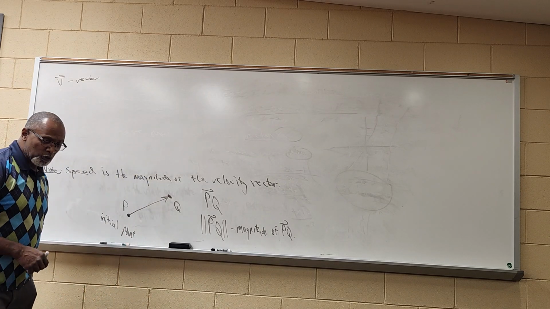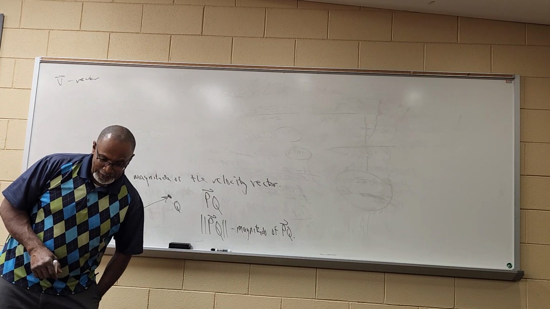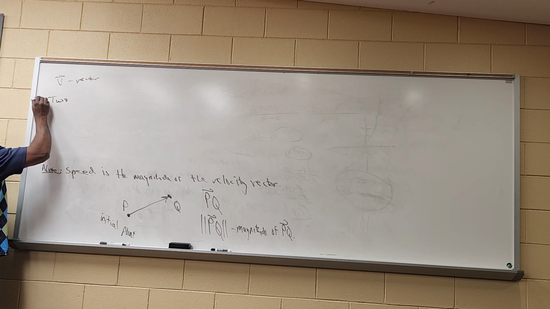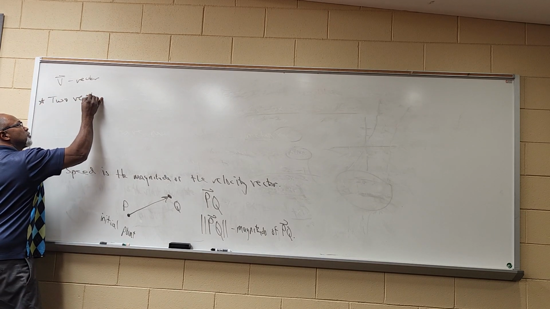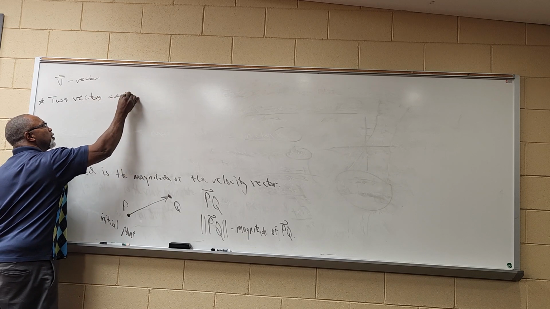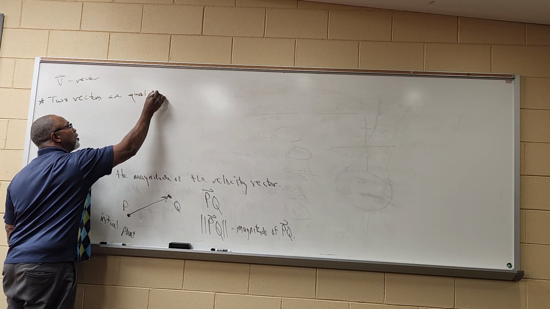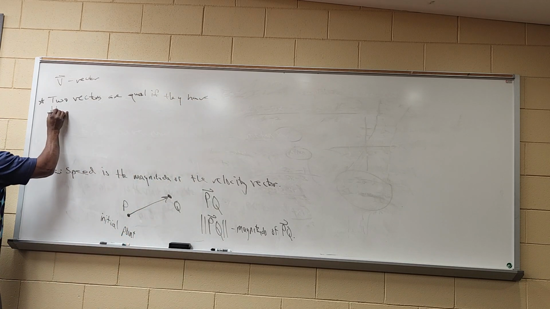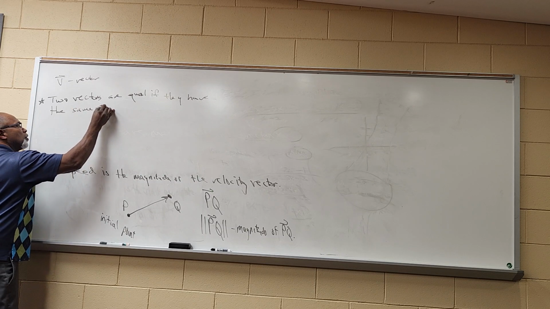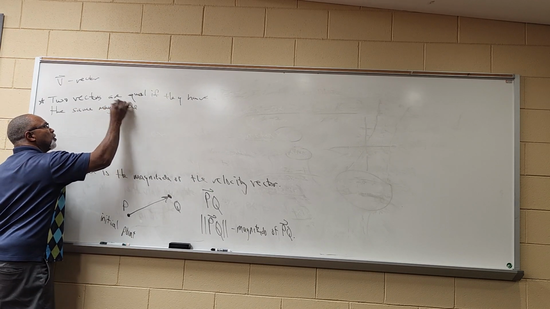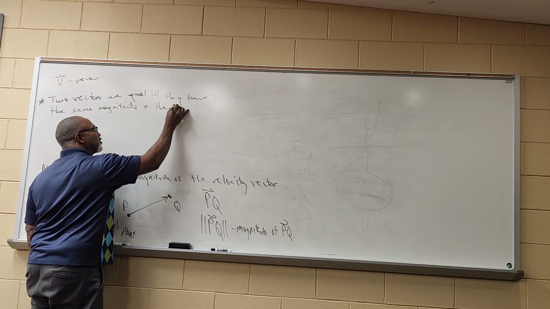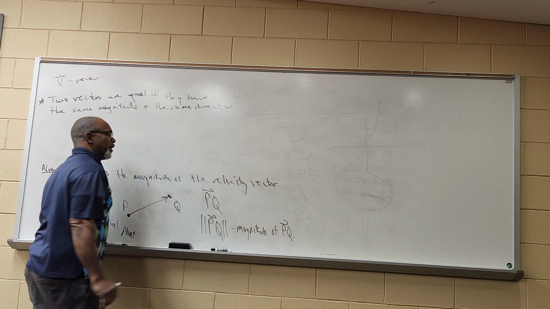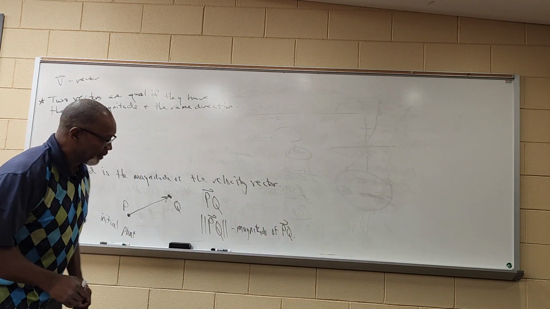So two vectors are equal if they have the same magnitude and the same direction. This is a fact that you need to know. Two vectors are equal if they have the same magnitude and they point in the same direction. They have to both have the same magnitude and they have to point in the same direction.